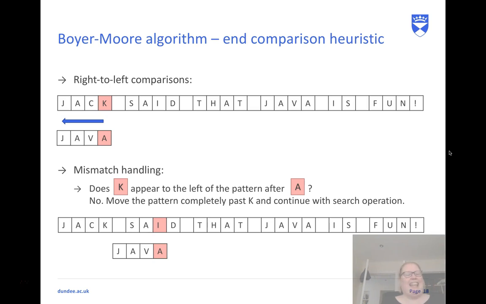Then we say, does the K appear to the left of the pattern after the A? So if we look through GAFA, is there any K in it? There's not. So we know that we can move the pattern completely past the K and continue with the search operation. So we move it completely past the K, got nothing to do with it, and it goes to the I instead, which then again we try and match with the A in Java.